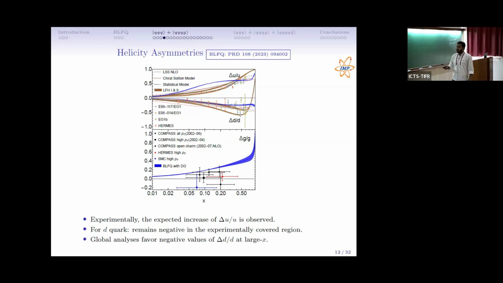But if we compare with the light-front holography case, we can see that there is a transition at x equal to 0.8, and it goes positive to 1. But we didn't find that feature. This is different from the light-front holography case.